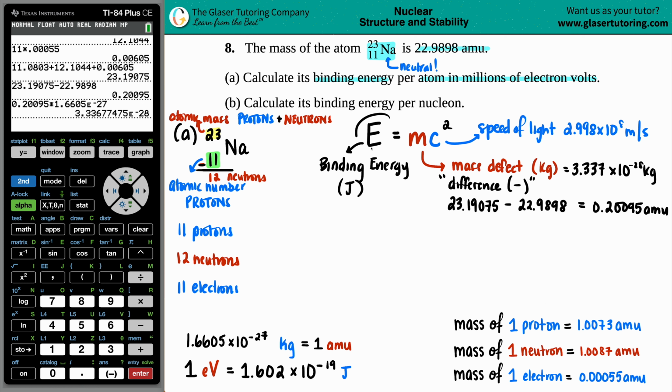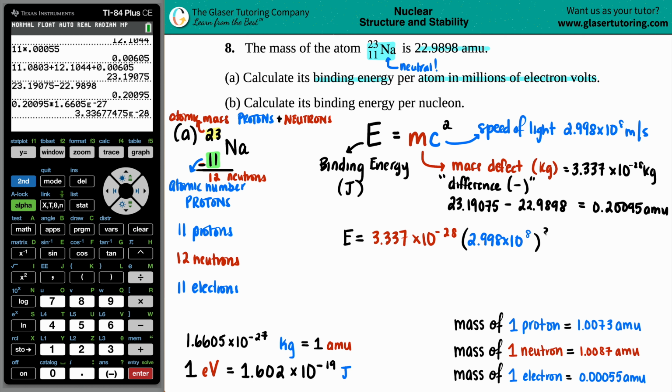Now we are ready. E equals mc squared. So E equals, that's a small e. E equals the mass, which we just said was 3.337 times 10 to the negative 28th. I'll use the whole number on the calculator. And then times the 2.998 times 10 to the 8th.